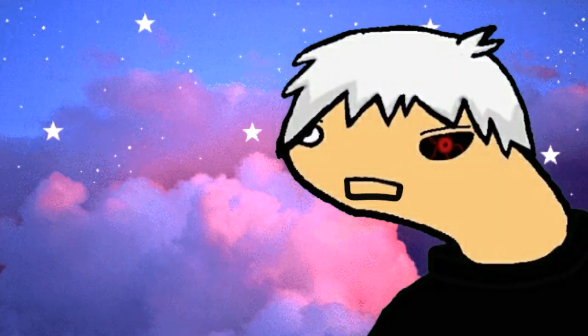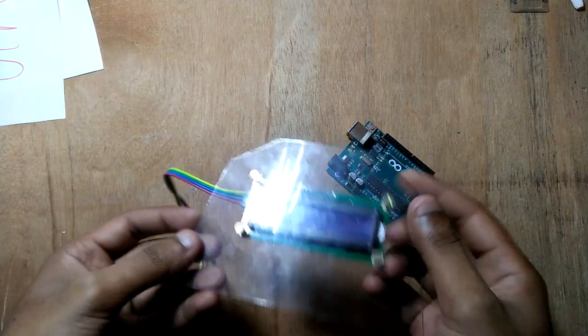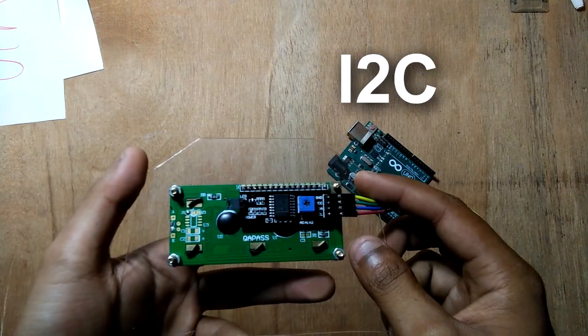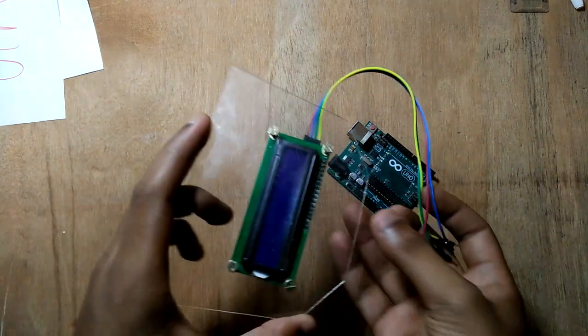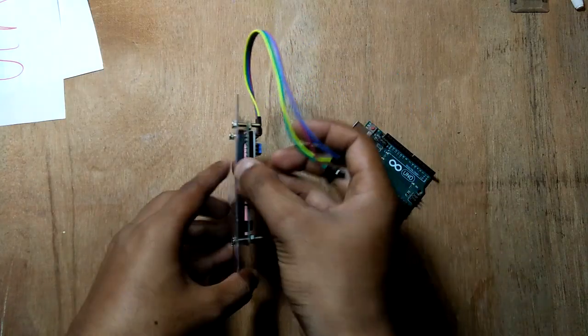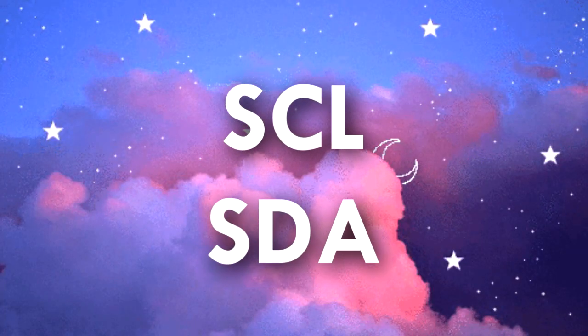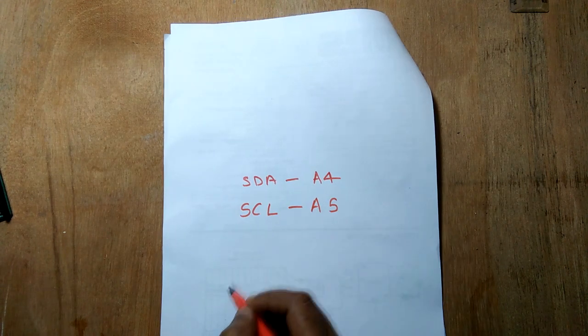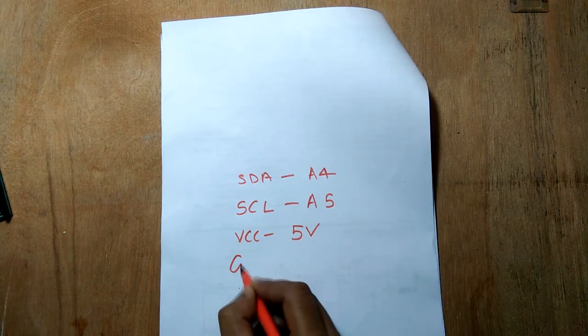In order to build this setup, you're going to need an Arduino Uno and a liquid crystal display. The liquid crystal display which I'm using has an I2C module soldered on board, which means it only needs two wires for its connection: SCL and SDA. Connect them with analog pins 4 and 5 respectively. VCC to 5 volts and ground to ground.